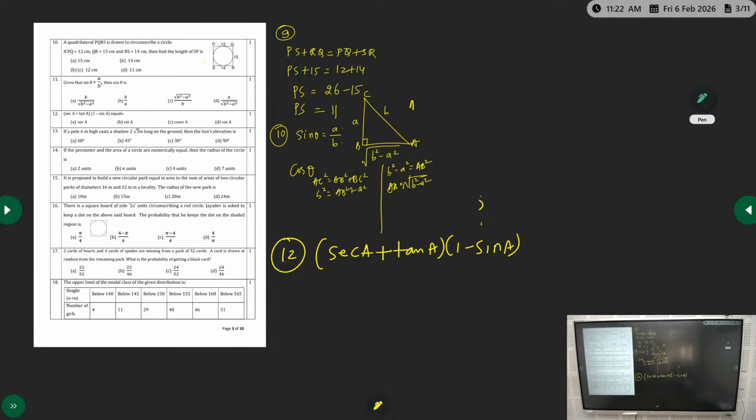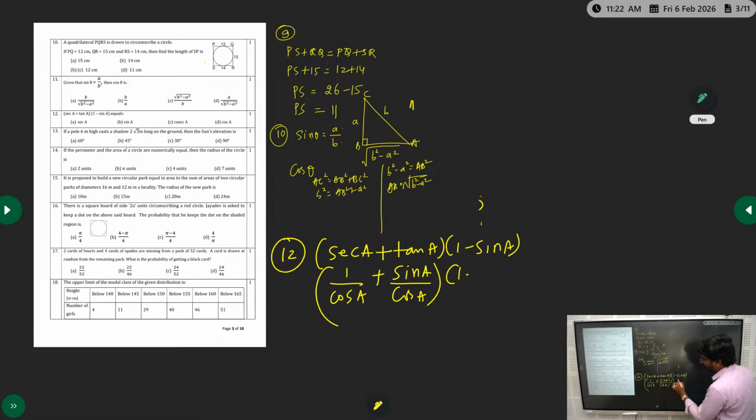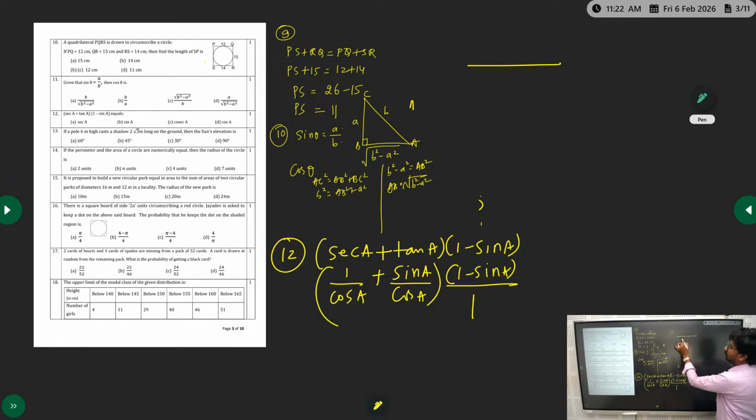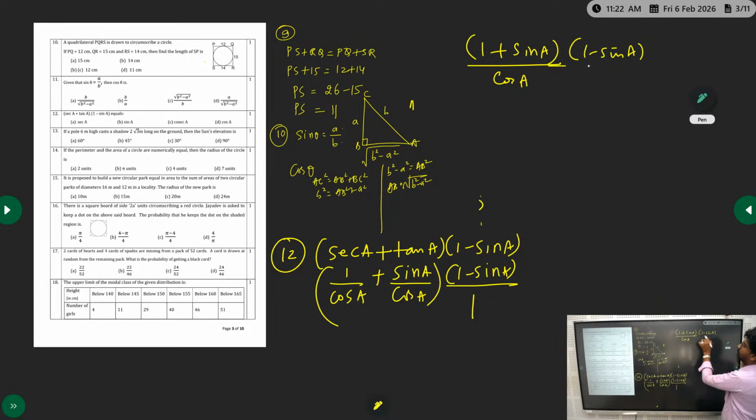Secant is 1 by cos, so 1 by cos is nothing but secant A. This is 1 by cos, this is sin by cos, into 1 minus sin A. Nothing is there in the denominator, so it is divided by 1. Now when you take LCM, cos A is the common LCM. So (1 plus sin A) into (1 minus sin A) whole divided by cos A.